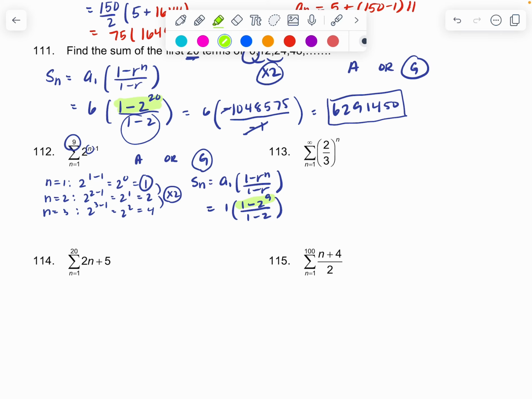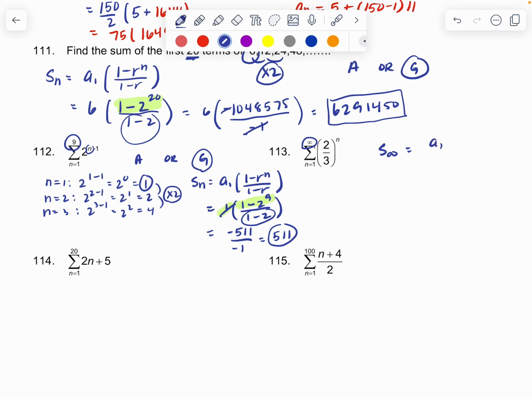So I have 1 minus 2 to the 9th, which is negative 511. This 1 does absolutely nothing for us, by the way. I keep writing with a highlighter. So this is negative 511 over 1 minus 2, which is negative 1. So that's just 511.